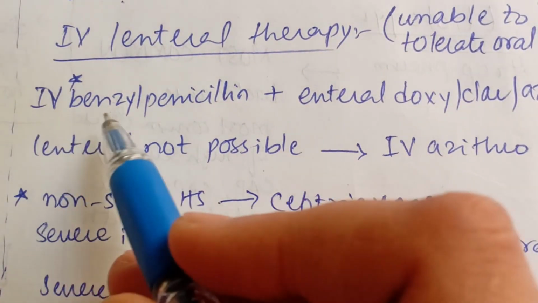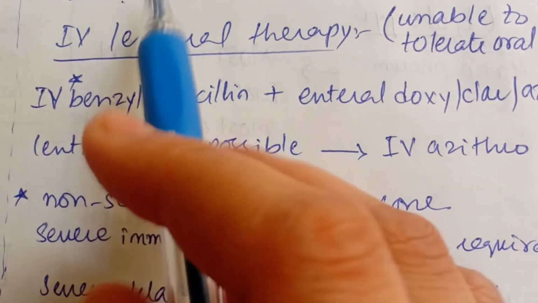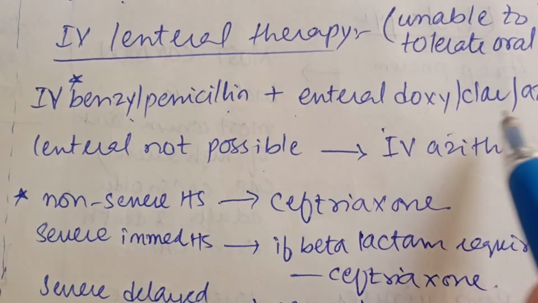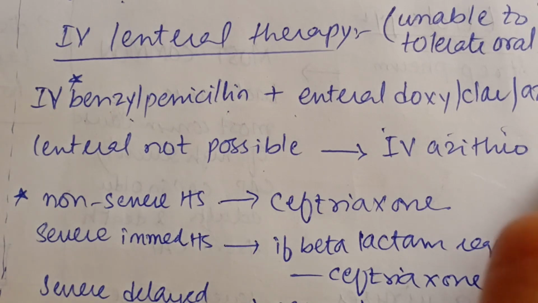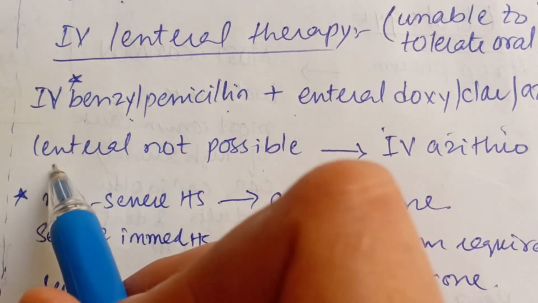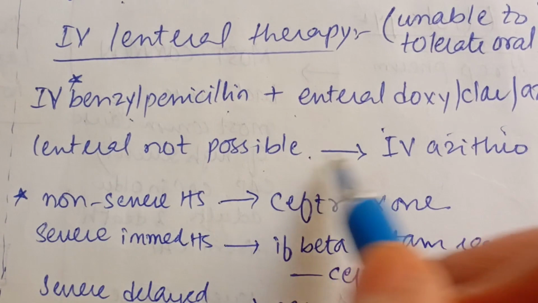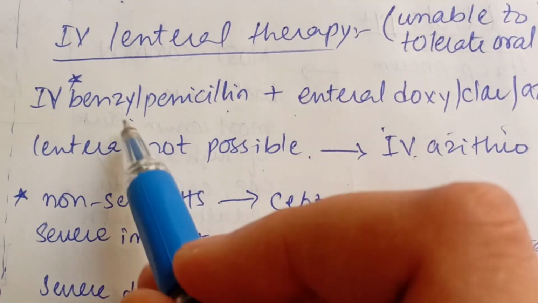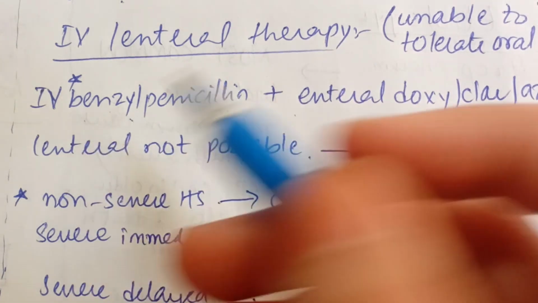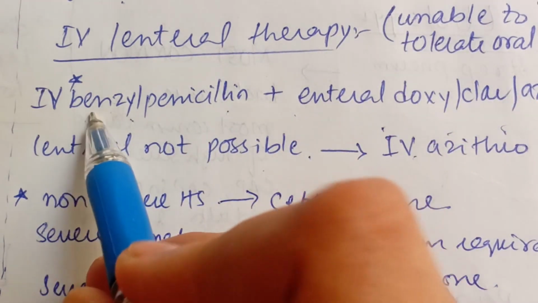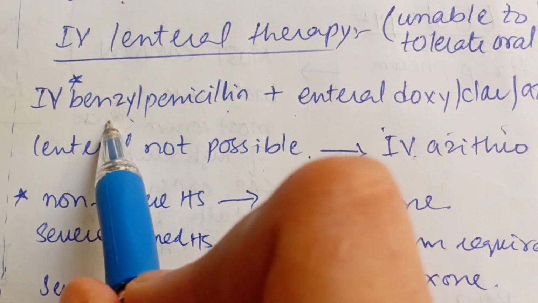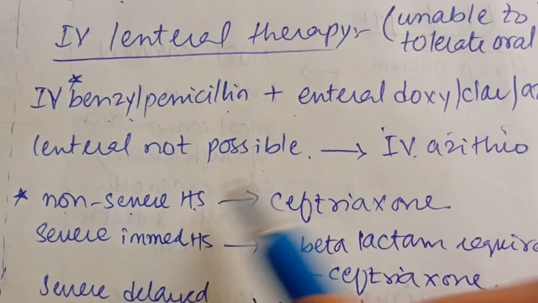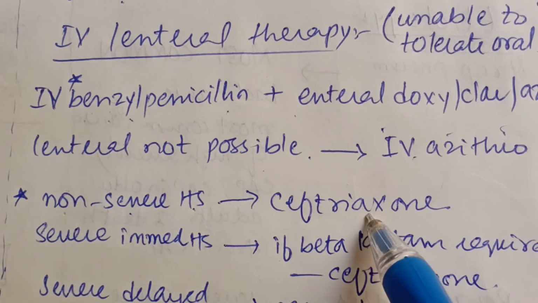So the two drug regimen would be IV benzyl penicillin plus enteral clarithromycin or azithromycin. But if the enteral route is not possible, IV azithromycin would be given as a second drug, right? But again, if the patient is allergic to penicillin, we cannot give benzyl penicillin. So in place of IV benzyl penicillin, if the patient has a non-severe hypersensitivity reaction, we are going to give ceftriaxone.